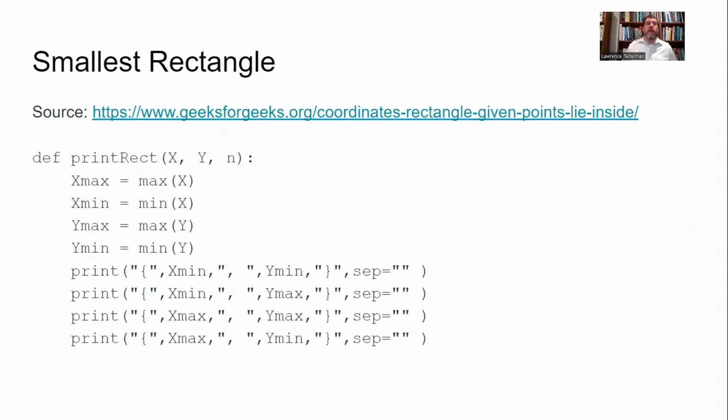Okay, next one. This is a simple algorithm, but it also gets us mentally prepared for the next thing, which is not so simple. I'm calling this the smallest rectangle. I have a bunch of points in 2 dimensions, and I want a rectangle that contains the points. So how do I do that?